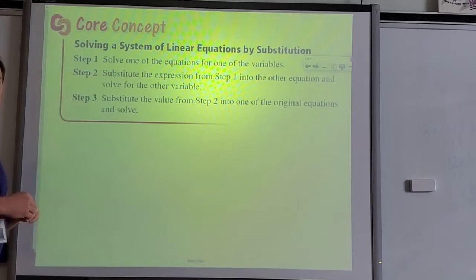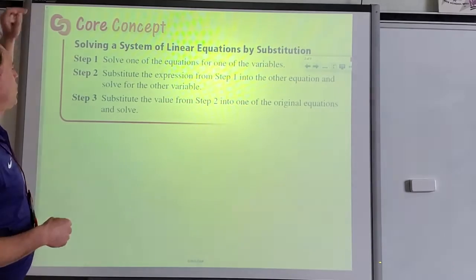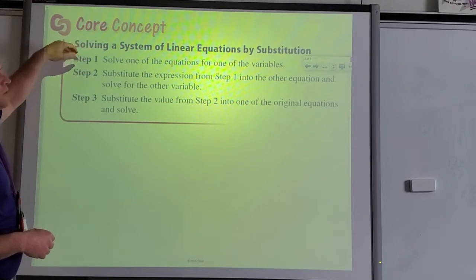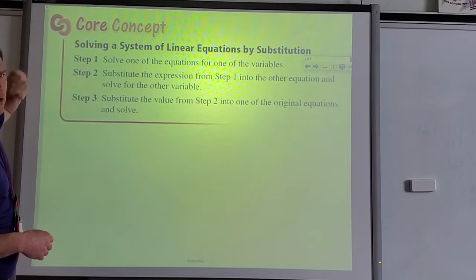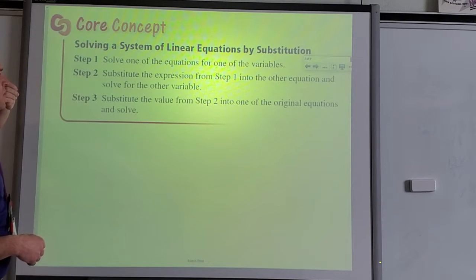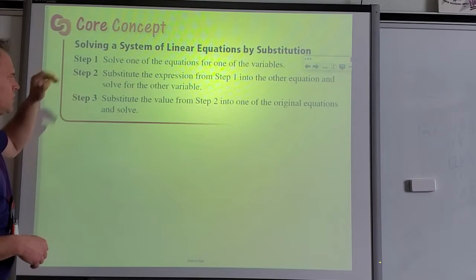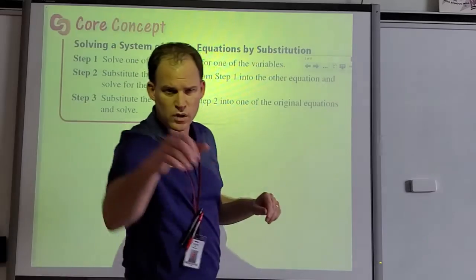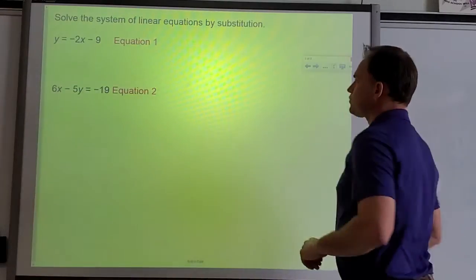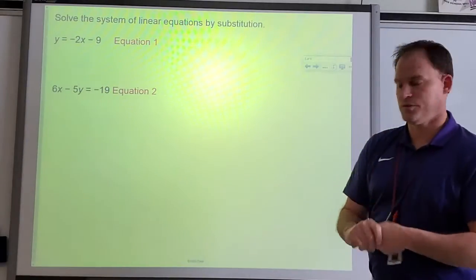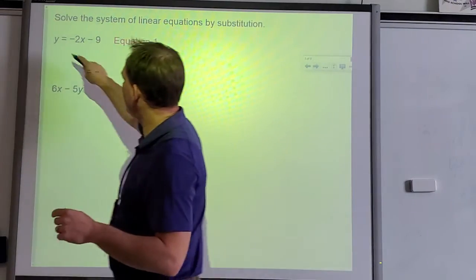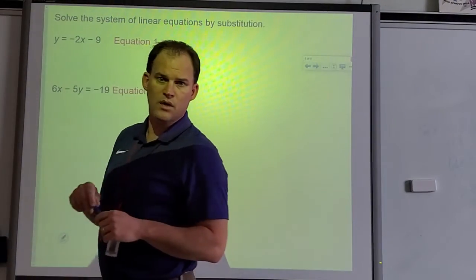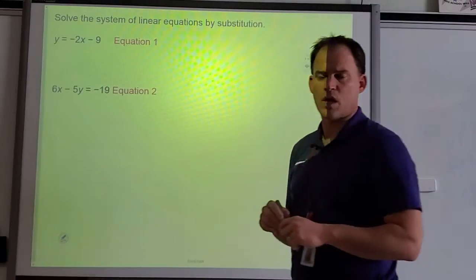It takes 3 steps to get this done. 1, solve one of the equations for one of the variables. That'll be done for us today, okay? Step 1 will be done for us. Step 2, substitute the expression from step 1 into the other and solve for the other variable. Step 3, plug it back in. I'll show you what this means here in a second. Start with 2 equations. For right now, one of them will be in a variable equals form, all right?